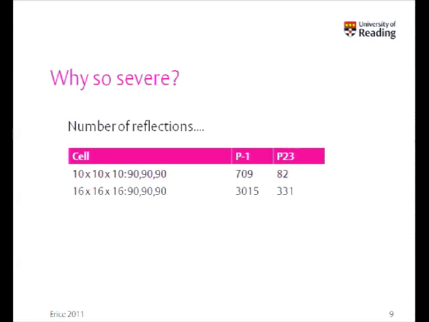Looking at it as a function of cell size for a very, very simple example, just illustrating the effect of symmetry here, going from triclinic to cubic, the number of independent reflections here, well over 3,000 for a big cell, whereas only 300 for the cubic version.